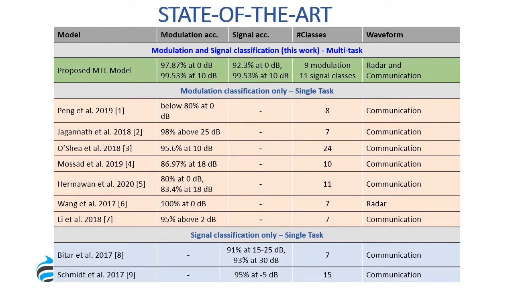This slide shows the state-of-the-art work generally in the modulation classification and signal classification realm. As you can see, most of the work focuses on single-task modulation classification or single-task signal classification. By signal classification we mean wireless protocol or wireless standard classification, like if it is IEEE 802.11 or ZigBee, etc. Whereas our work looks at modulation and signal classification, which is multiple tasks with a single model.